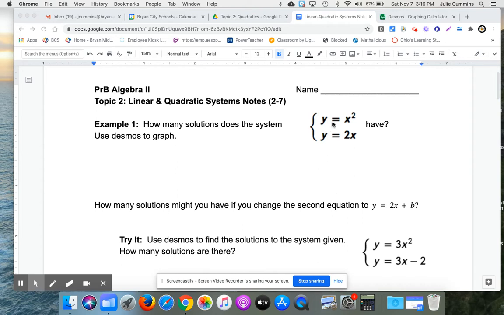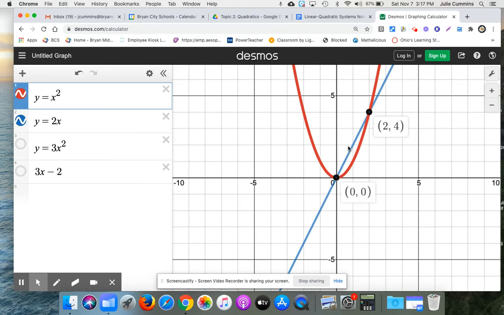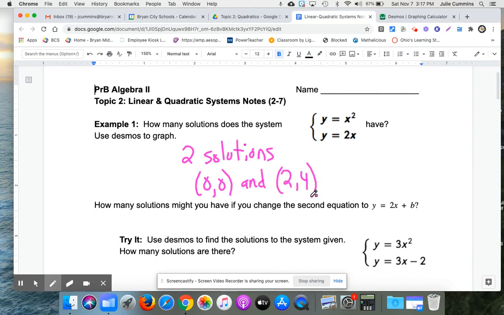Notice we have y equals x squared, which is a parabola, and y equals 2x, which is a line. We're going to use Desmos to graph this right now, and I've already graphed it here. You can see them, and we can see that there are two solutions. These intersect at two different points. So how many solutions does it have? It has two solutions, and we even found out what they were: (0, 0) and (2, 4). Those are points that work in both of those.